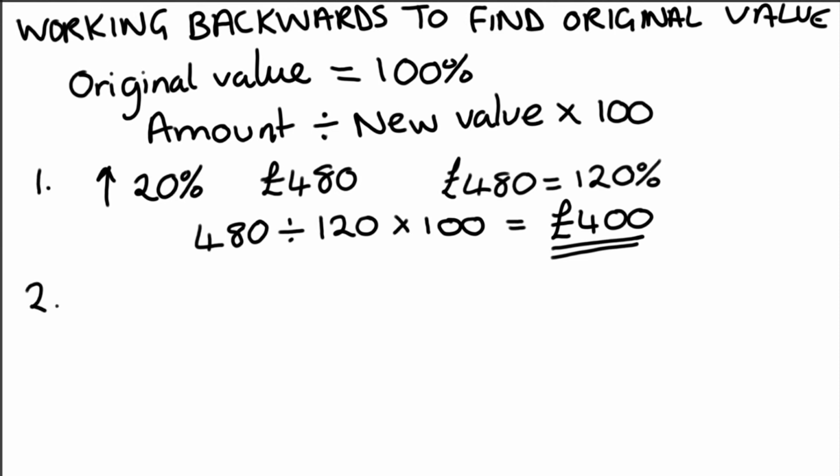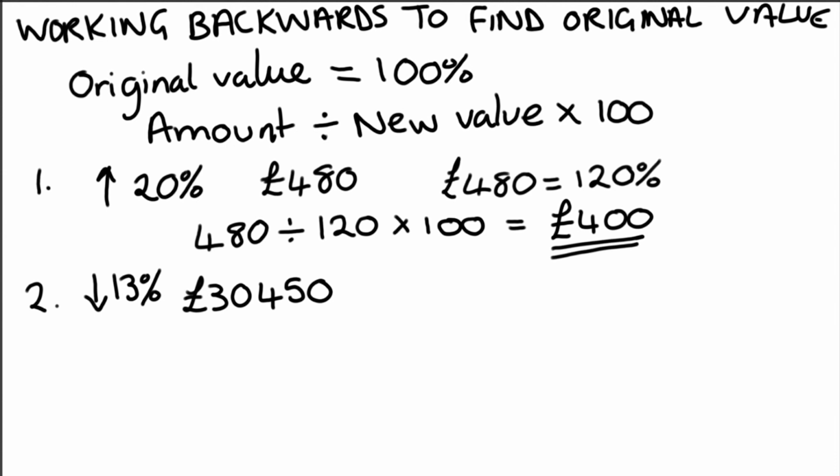Number 2. A caravan which is now worth £30,450 has decreased in value by 13%. So it's decreased in value by 13%. What was the initial price of the caravan?